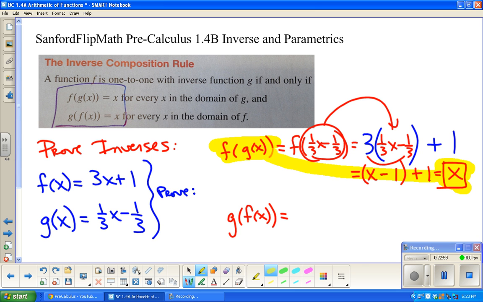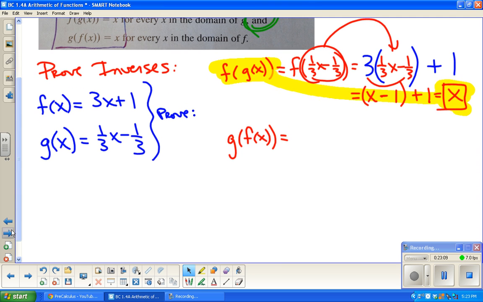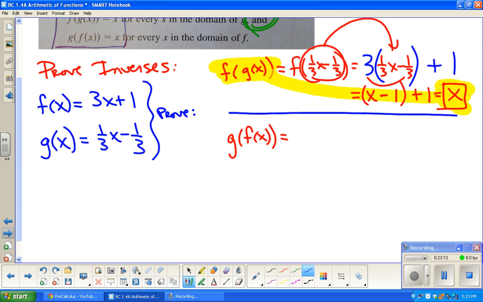Sweet. Okay. Please note that this says "and." I have to do them both. We're not done proving that they're inverses. And I'll show you an example, maybe, that shows why this is necessary.